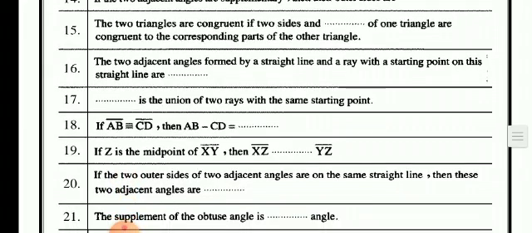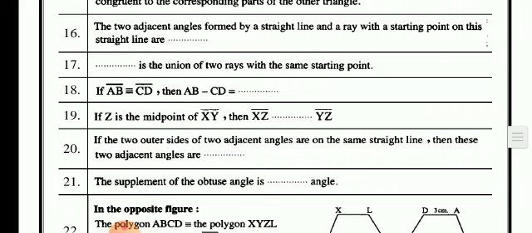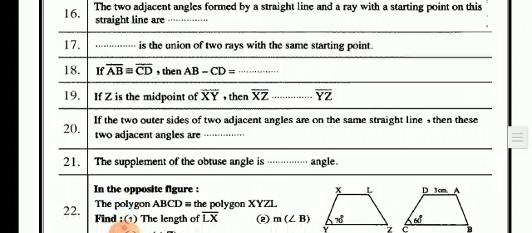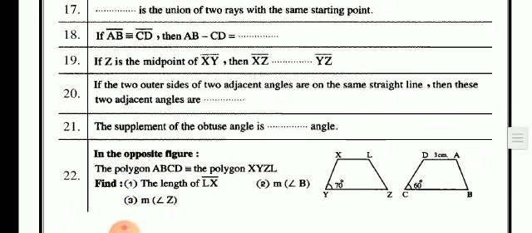The two adjacent angles formed by a straight line and a ray with starting point on this straight line are supplementary. The union of two rays with the same starting point, this is the definition of, excellent, the angle. If AB is congruent to CD, then AB minus CD equals, excellent, 0, because they are equal.